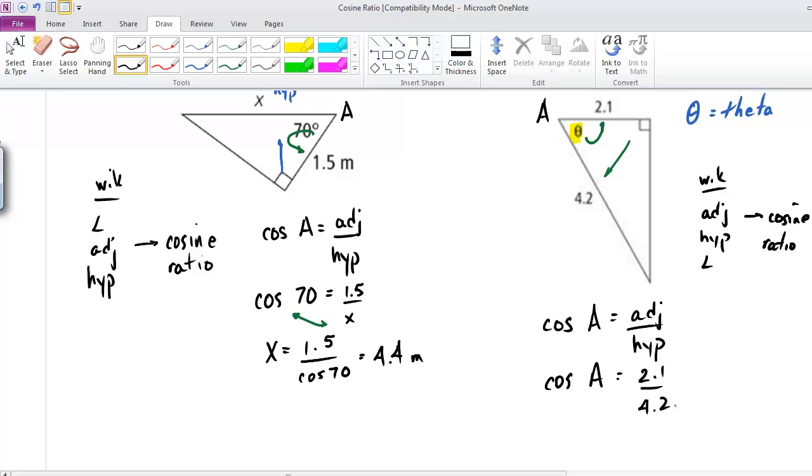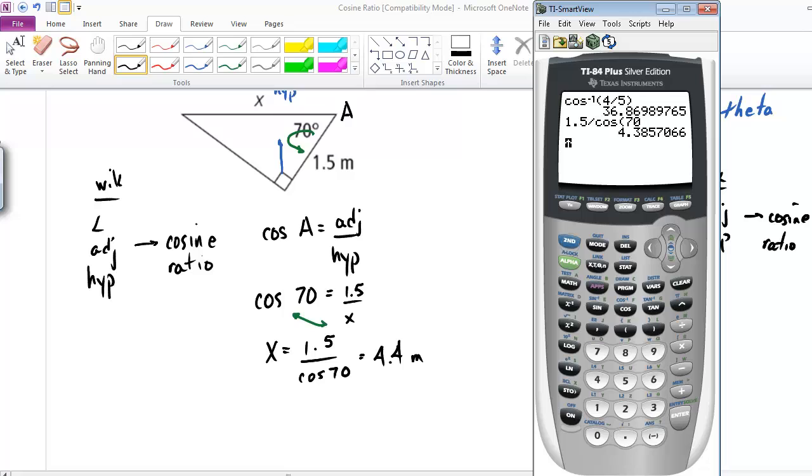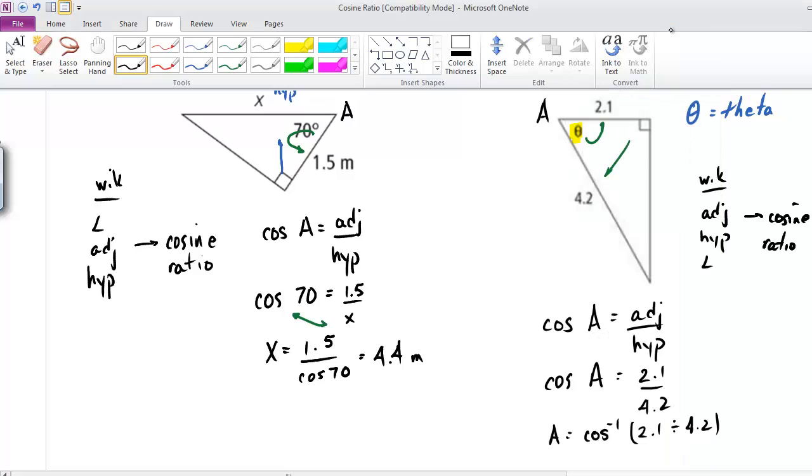Over 4.2. Use the inverse button, the cos to the -1 button on your calculator. And when you do that, you get second cos 2.1 divided by 4.2, 60 degrees. So the cosine of that relationship is equal to 60 degrees. Angle A is equal to 60 degrees.